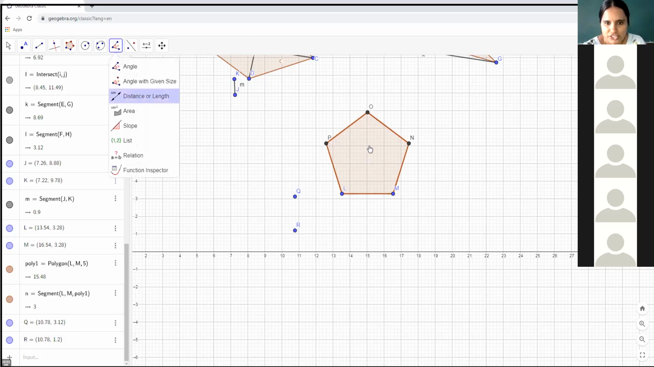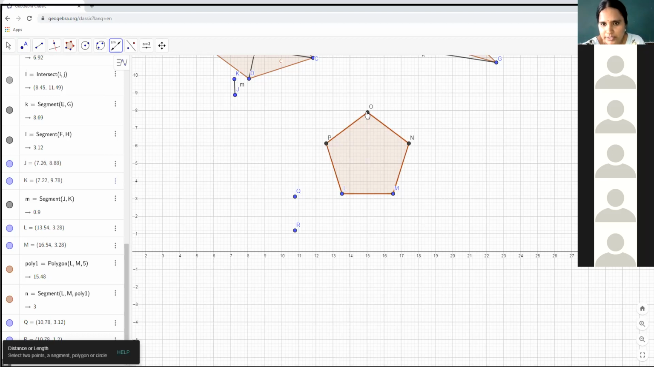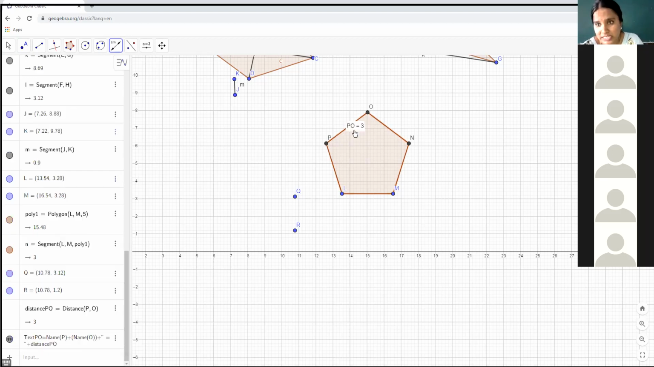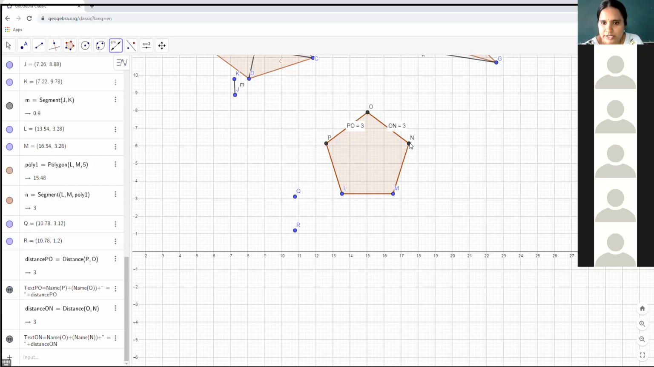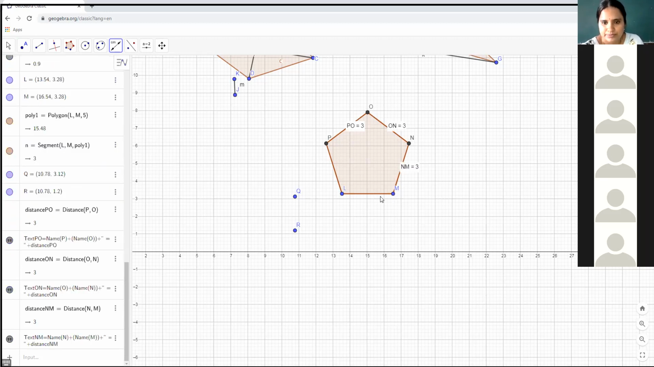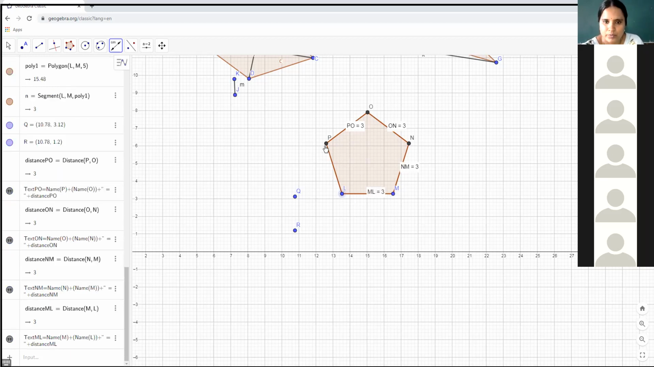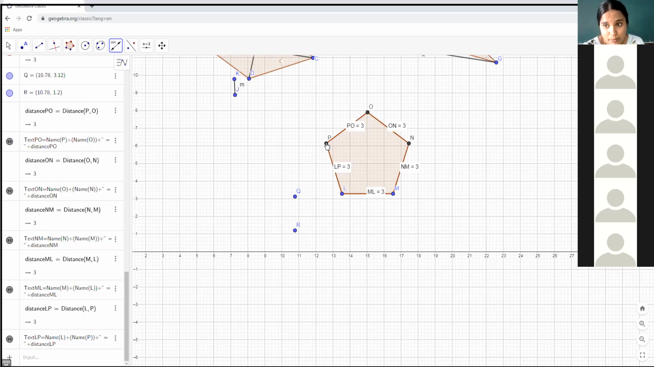So now I am going to measure the distances between the points. That is, this line segment is of 3 centimeters. And this line segment is also of 3 centimeters. 3, 3, and 3. So this is a point that we have understood, that a regular polygon will have all the sides equal, isn't it? So this is a regular polygon which is having 5 sides which are equal. Let us check what happens with the angle also.